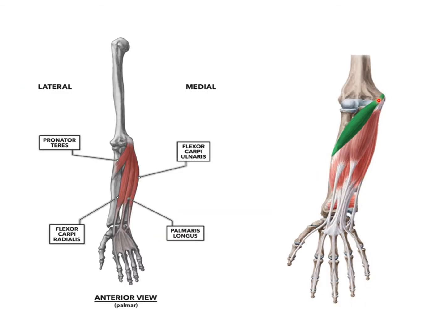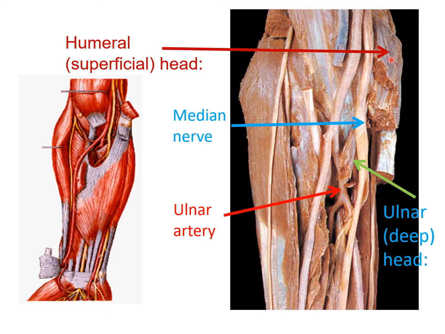So talking about pronator teres again, two heads of origin, humeral head and ulnar head, and they are gaining attachment onto the lateral surface of shaft of radius. So it crosses the elbow joint, the superficial group of muscle. In this picture, this is the humeral head of pronator teres, this is the ulnar head. We can appreciate that the median nerve is passing between the two heads of pronator teres.